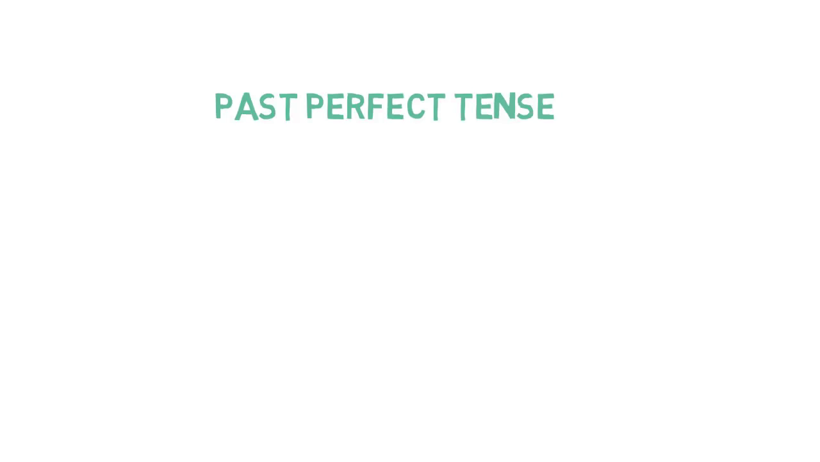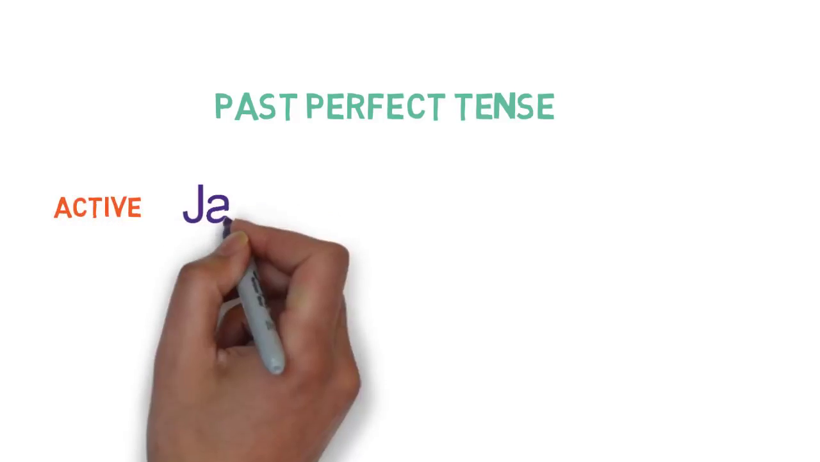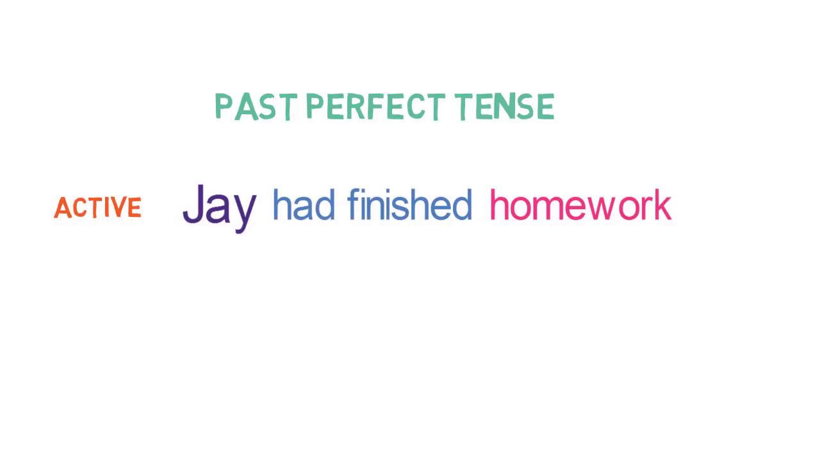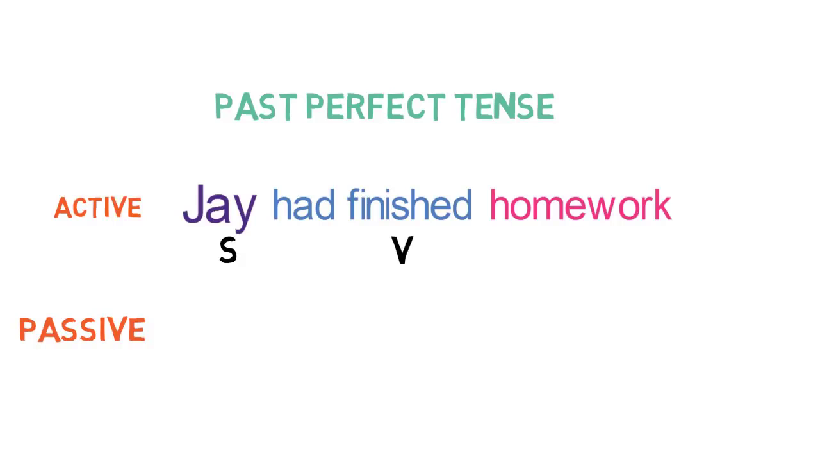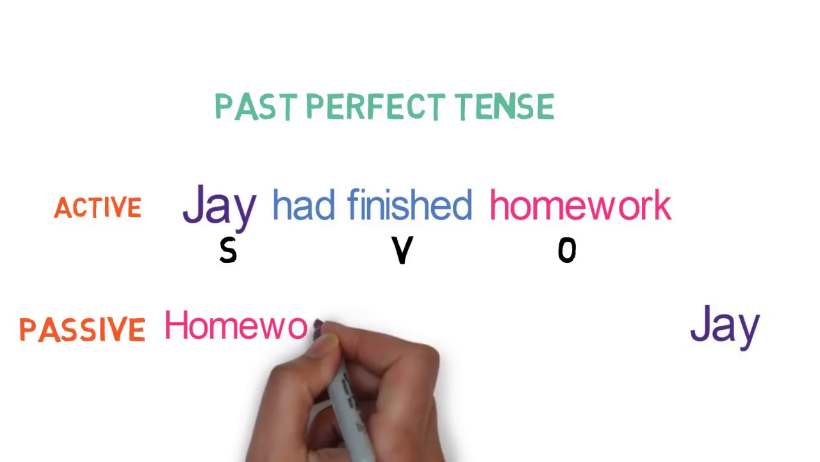Let's see example of past perfect tense. Active sentence. Jay had finished homework. In passive sentence, firstly the subject here is Jay, verb is finished and object is homework. Let's swap the position of subject and object. So here it will be homework and at this position it will be Jay.